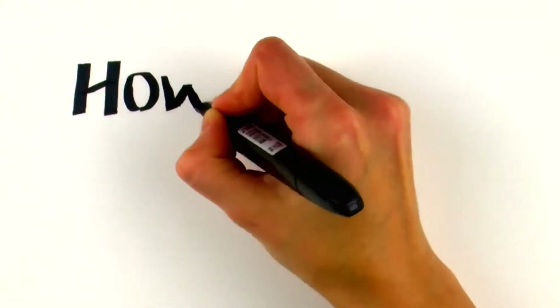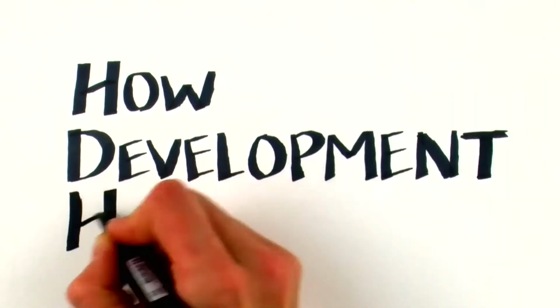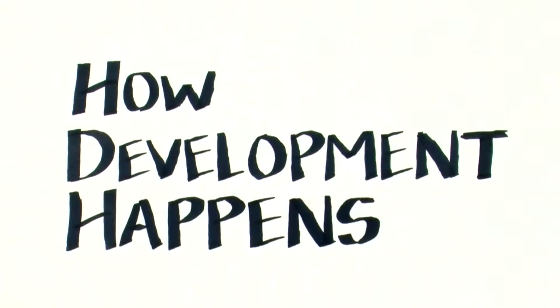Have you ever wondered how development happens? In this video, we will walk through a typical development scenario for the construction of an apartment building in the City of Coquitlam. We will also show you how urban plans and policies work together to guide development that may be occurring in your neighborhood.